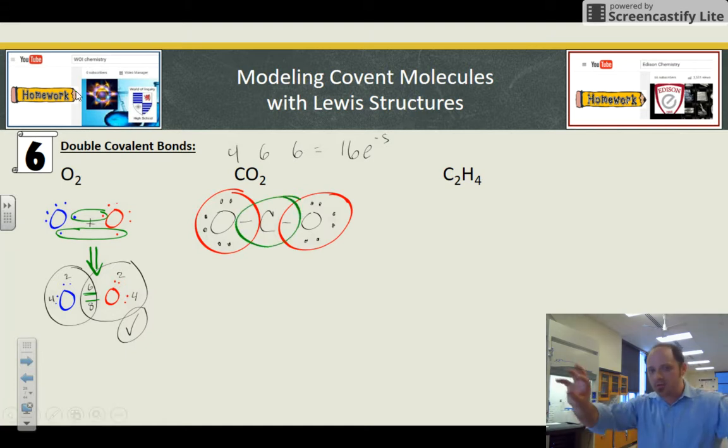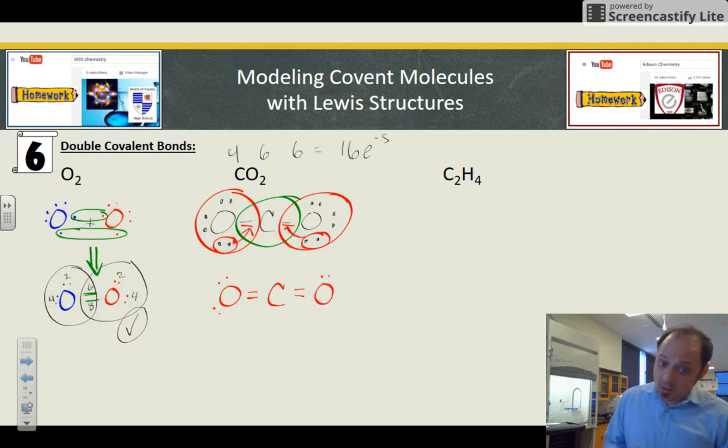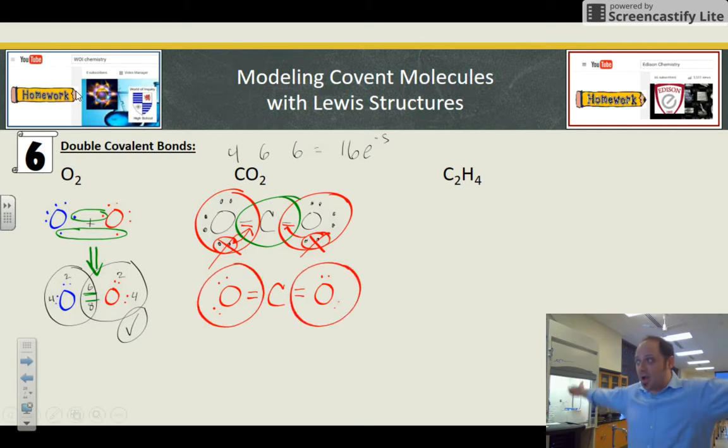So what we have to do is grab a pair of electrons from each oxygen and flip it in to make it a double bond. And so when he redraws our molecule, there are double bonds between the carbon and the oxygens. And when he counts his octets again, he has full octets on all 3 atoms involved. Okay? And that's how you would get this.